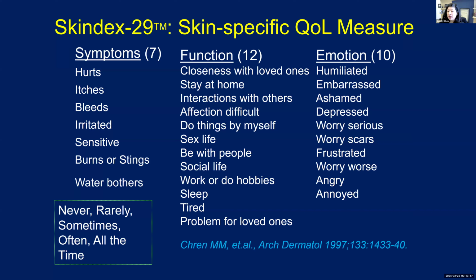So you could use something like this. This is a skin-specific quality of life measure, so it doesn't matter what kind of skin condition you're talking about. And it has, for this version, 29 different items that then parse out into 3 constructs. You've got symptom-based questions, there's 7 of those, 12 functional or activities of daily living kind of questions, and then you have 10 emotion-based quality of life questions. And this is actually a big favorite of mine that Meg Kern developed.